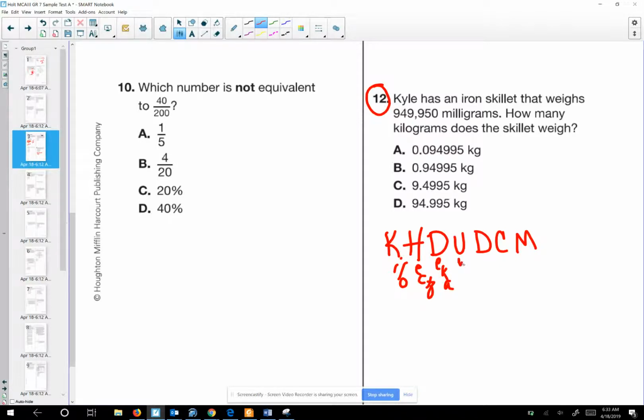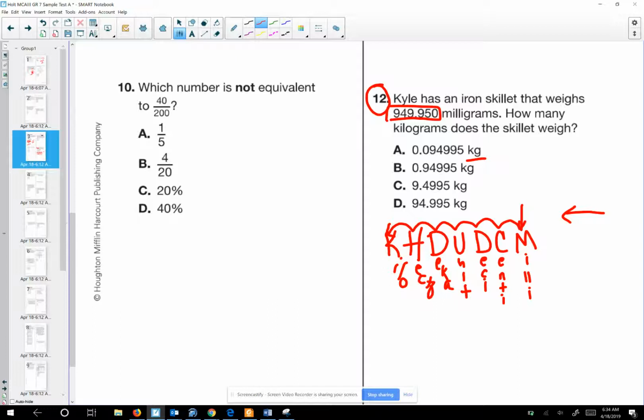Kilo, hecto, deca. This is the main unit. Then we get deci, centi, like centimeter, and milli, okay? And what's beautiful about the metric system is every single one of these places is a decimal or a value of 10, all right? So if we're starting with milligrams and we have this many milligrams, that means we're here. And we're trying to convert to kilograms, which means we're going 1, 2, 3, 4, 5, 6 spots to the left.